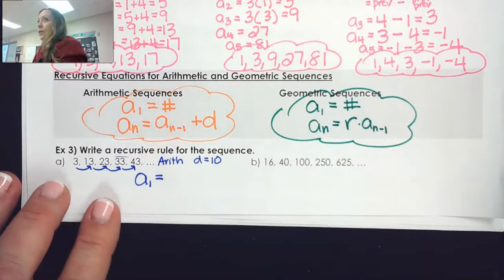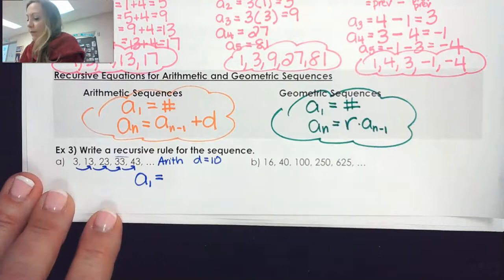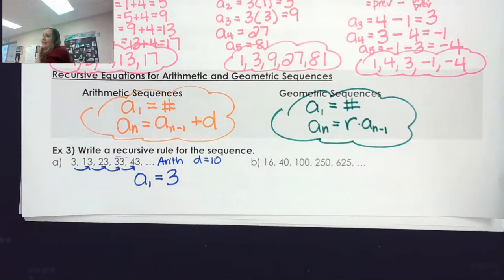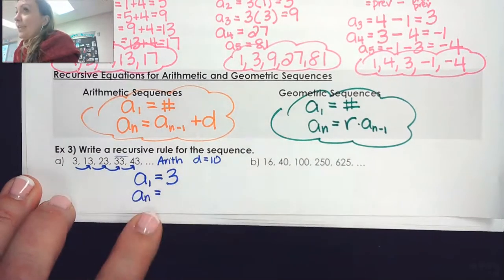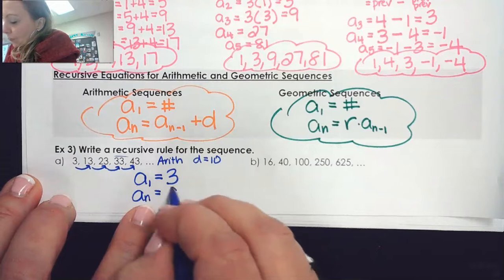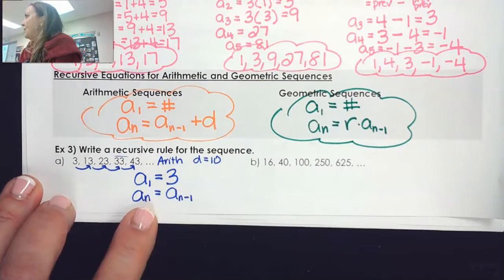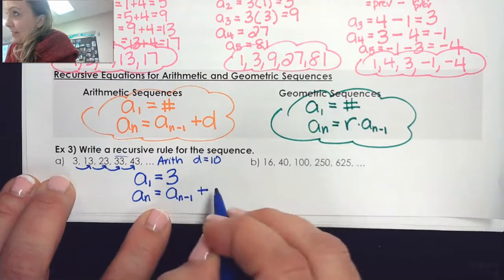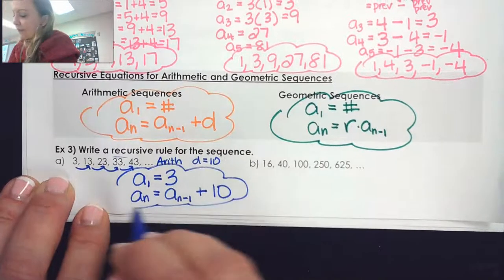Okay. So the rule recursively, which again always deals with the previous term, is going to be a sub 1 equals, and we need to tell it where to start. What was the value of a sub 1? 3. That's what we're going to define. A sub 1 is our 3. We're going to start at 3, and now to get the next term, we're going to take the previous term, a sub n minus 1, and do what to it? Add 10 each time. Good.